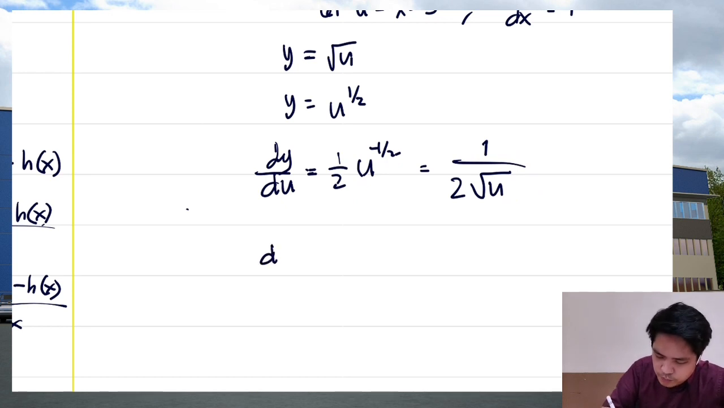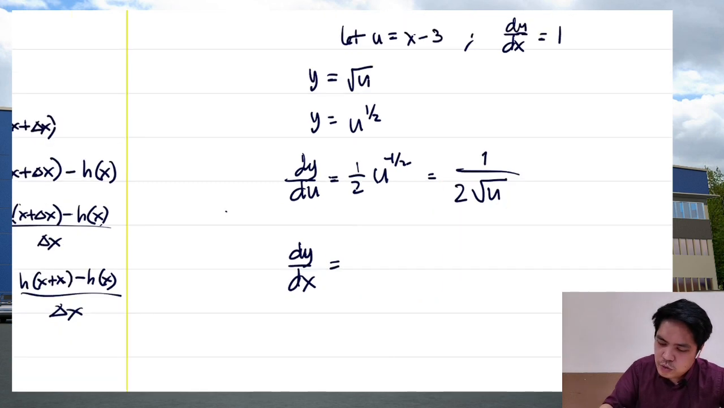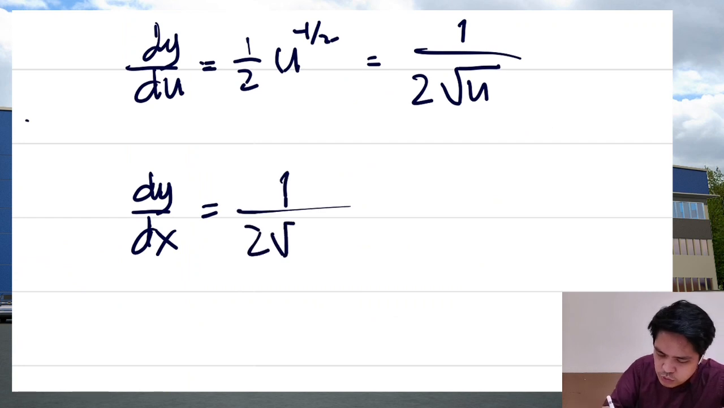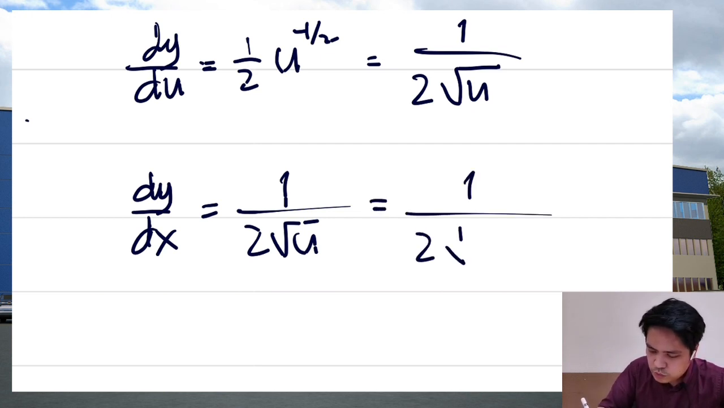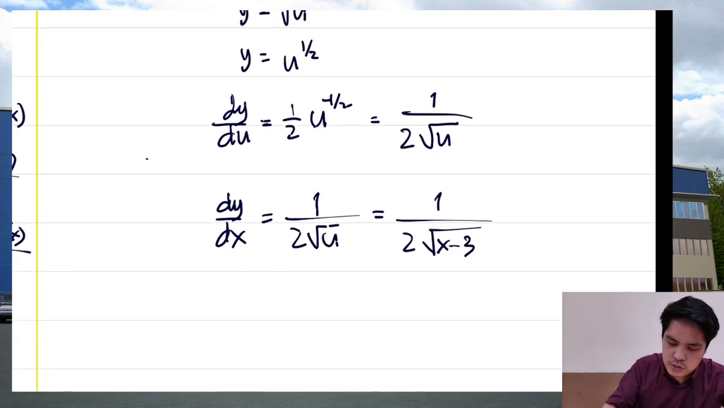So therefore dy over dx is equal to dy over du. Ito na, we know that that's dy over du times du over dx. Okay, and dy over du natin is this yan, and du over dx is just 1. So therefore dy over dx is just 1 over 2 square root of u times 1. So ganun pa rin, which is the same as 1 over 2 square root of x minus 3. So this is the answer.